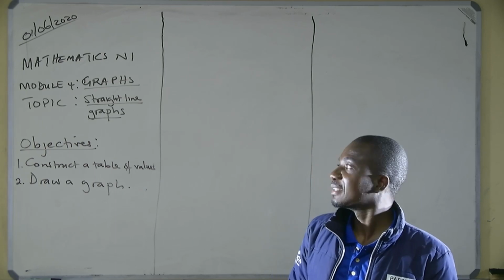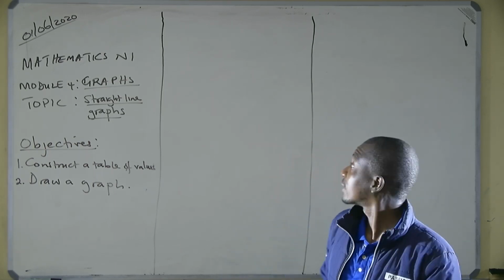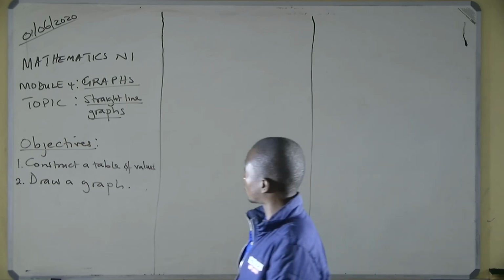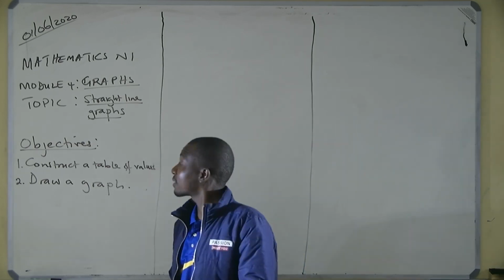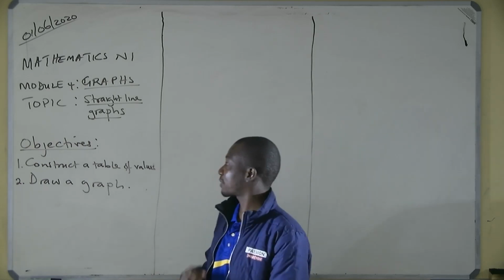My name is Mr. Owen, and I'm going to take you through Mathematics N1. It will be Module 4, which is graphs, and our topic today will focus on straight line graphs.